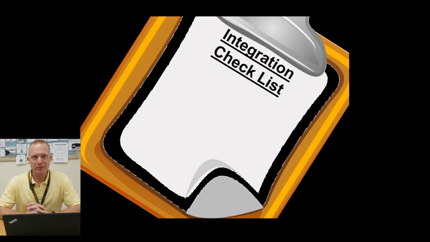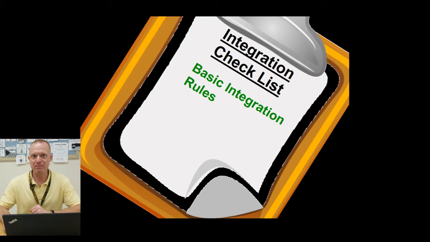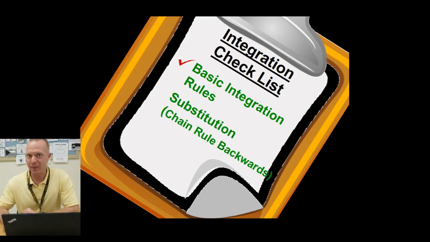Let's take inventory of how we can integrate using a little integration checklist. Now, don't forget that we have basic integration. Of course, basic integration is when you really just have one function, and using a rule, you can find its antiderivative. Of course, who can forget that we have substitution? Substitution is, you'll learn, one of the main ways to integrate, but it only works if you have a function that has that du cancellation connection.